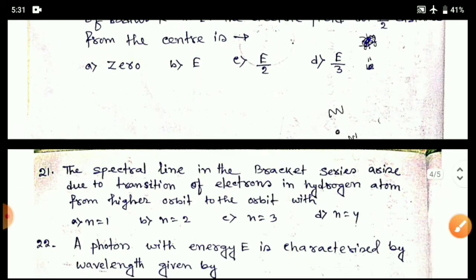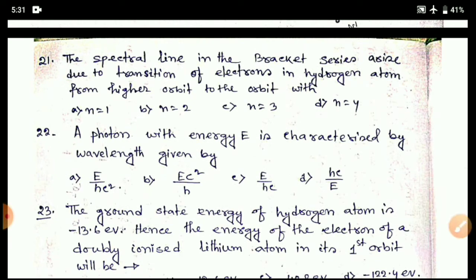Next question is question number 21. The spectral line of the Brackett series arises due to the transition of the electron in a hydrogen atom from a higher orbit to the orbit of. Lyman, Balmer, Paschen, Brackett. So it is n equals 4.